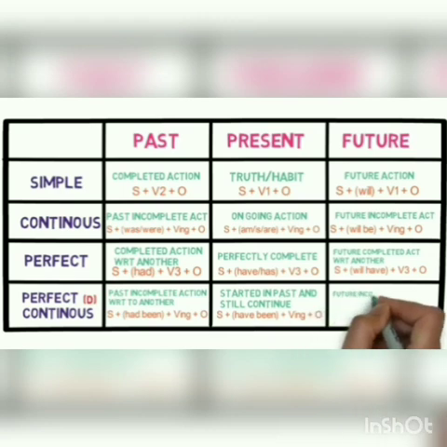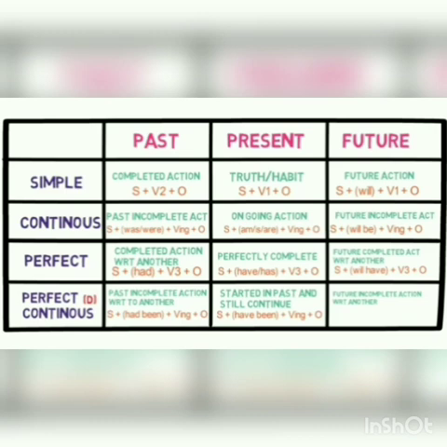Okay, children. The last one is future perfect continuous tense. It shows a future incomplete action with respect to another. Okay, children, and the sentence structure is subject plus will have been or shall have been plus first form of verb plus ing plus object.